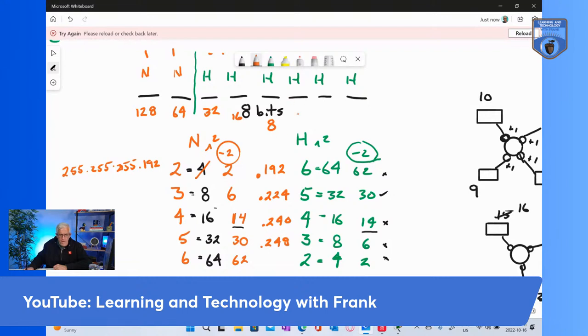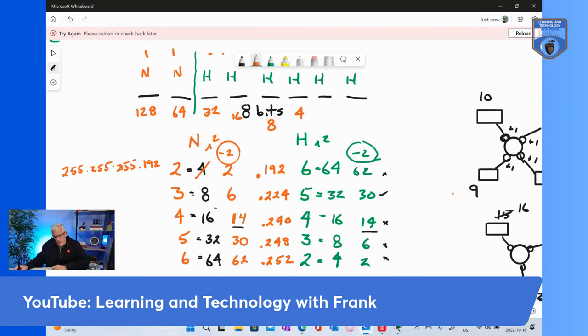What if I grab the 6 bits? I'm going to grab the 4. It's going to be 252. This is why it's so good to do this magic chart really quickly so that you can quickly see what subnet masks give you, how many networks, subnets, and how many hosts per network.